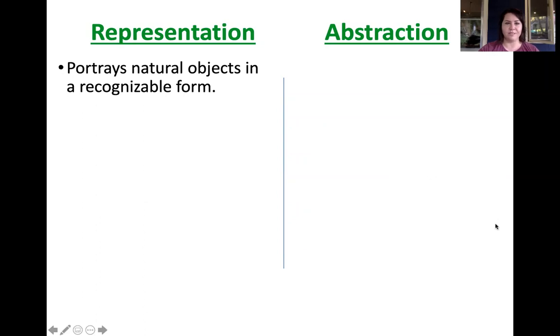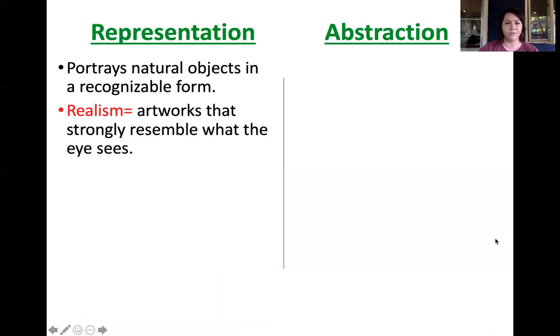Representational art portrays natural objects in a recognizable form. A subset of representational art is realism. These are artworks that strongly resemble what the eye sees. So, you could have a realistic artwork, but it's usually referring to a type of representationalism.